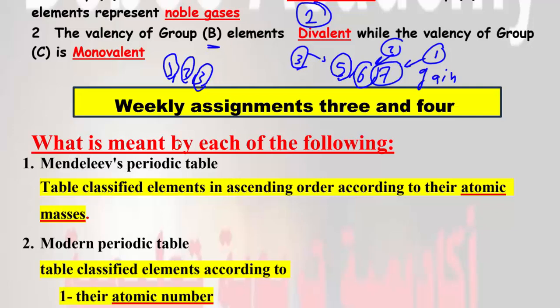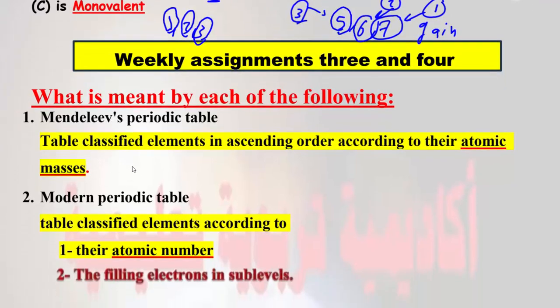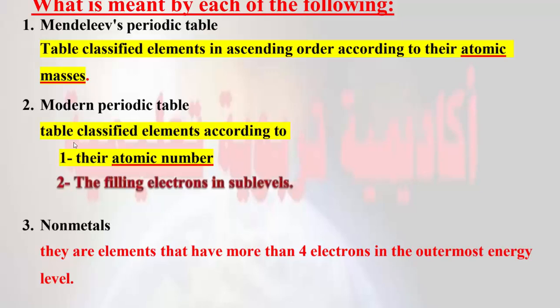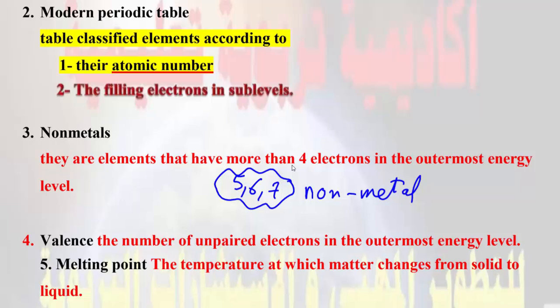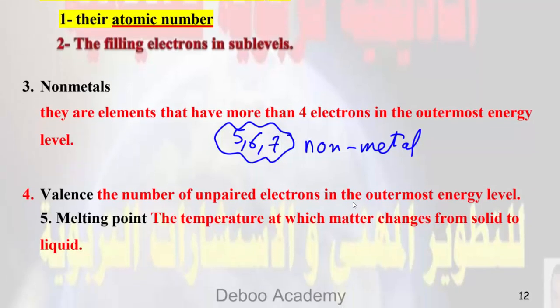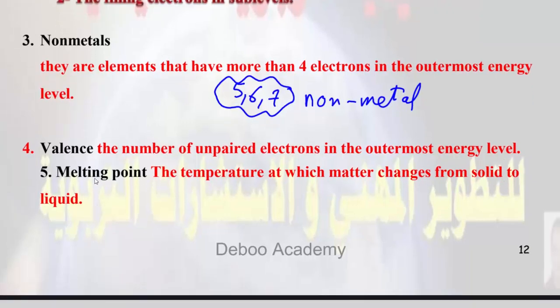What is meant by each of the following? Mendeleev's periodic table: as we said before, Mendeleev relied on atomic masses. Modern periodic table: atomic number and filling electrons in sub-levels. Non-metal, we called it before, they are elements that have more than 4 electrons in the outermost energy level, 5 or 6 or 7 electrons. Valence: the number of unpaired electrons in the outermost energy level, or the number of lost or gained electrons from the outermost energy level.